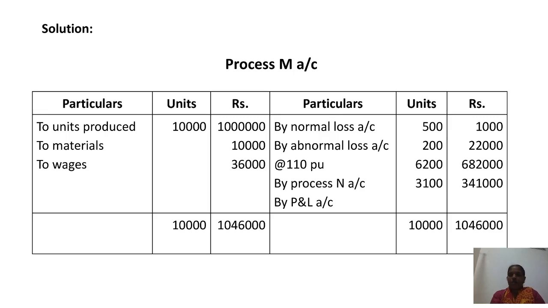10 lakhs. And then to wages 36,000. Materials have been issued to the extent of 10,000 units. Then normal loss is given in the problem as 5%.